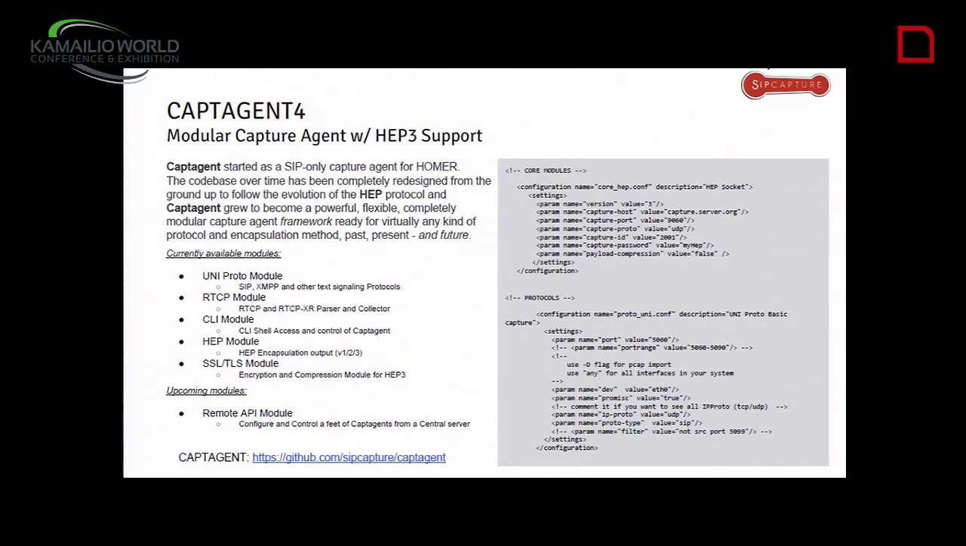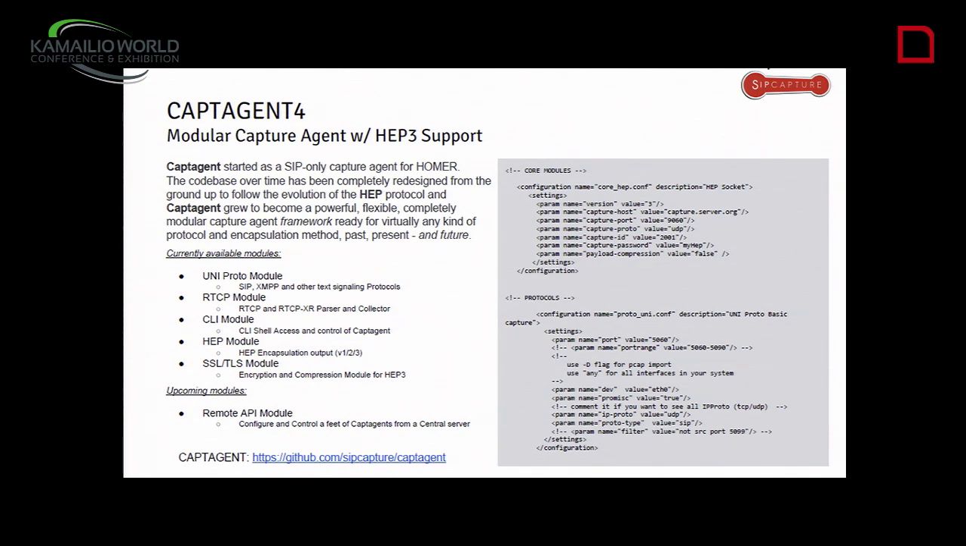It's a dedicated capture agent for unsupported systems, so you can either install it on the system that is running your voice infrastructure, if it's compatible and you have resources, or on a dedicated system which is fed from it, via switch mirroring or whatnot. Out of the box, you have a universal proto module, which right now takes care of SIP and XMPP captures and encapsulates them off to Homer. RTCP, which we just mentioned in version 6, is largely extended for RTCP XR as well. CLI, HEP encapsulation module, and it supports SSL and compression.